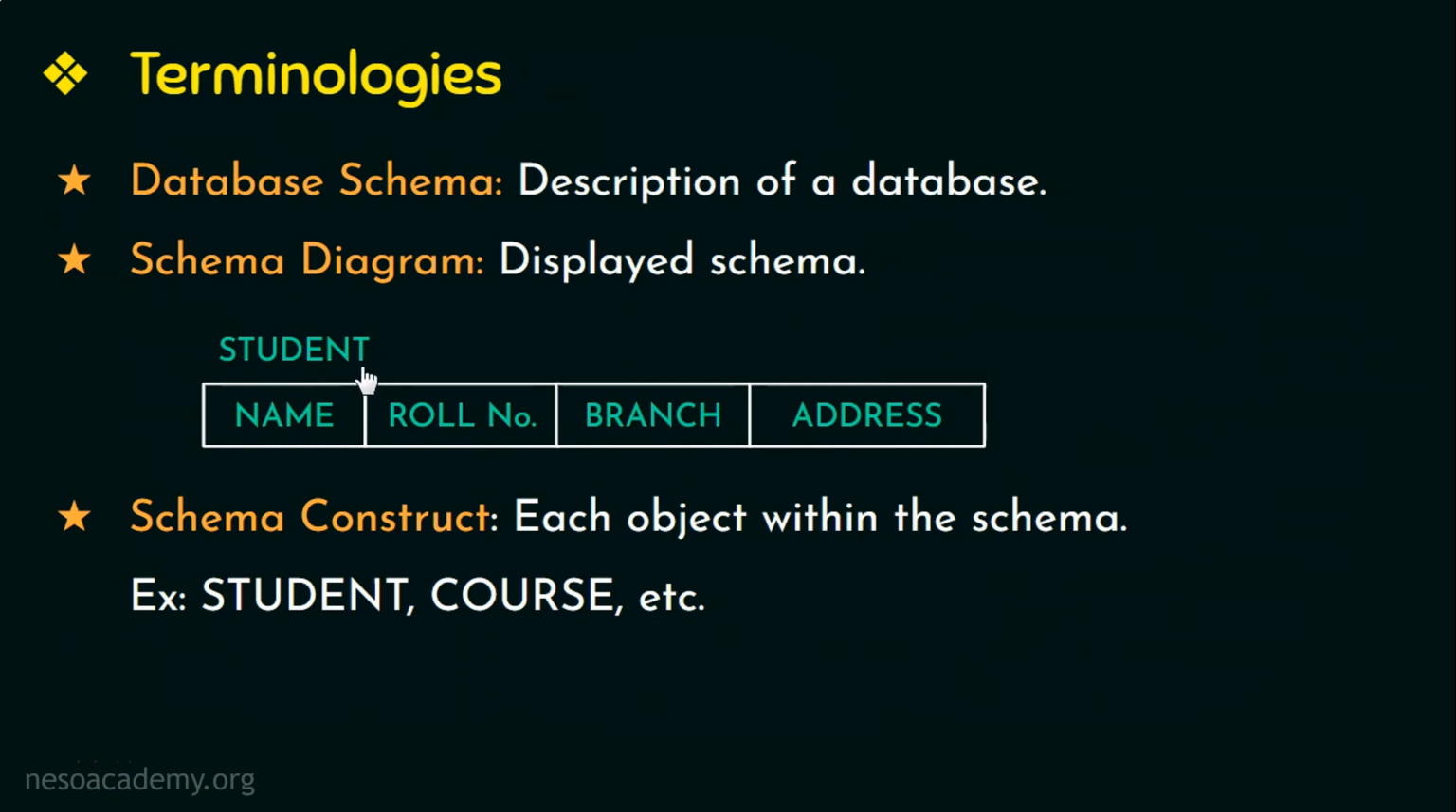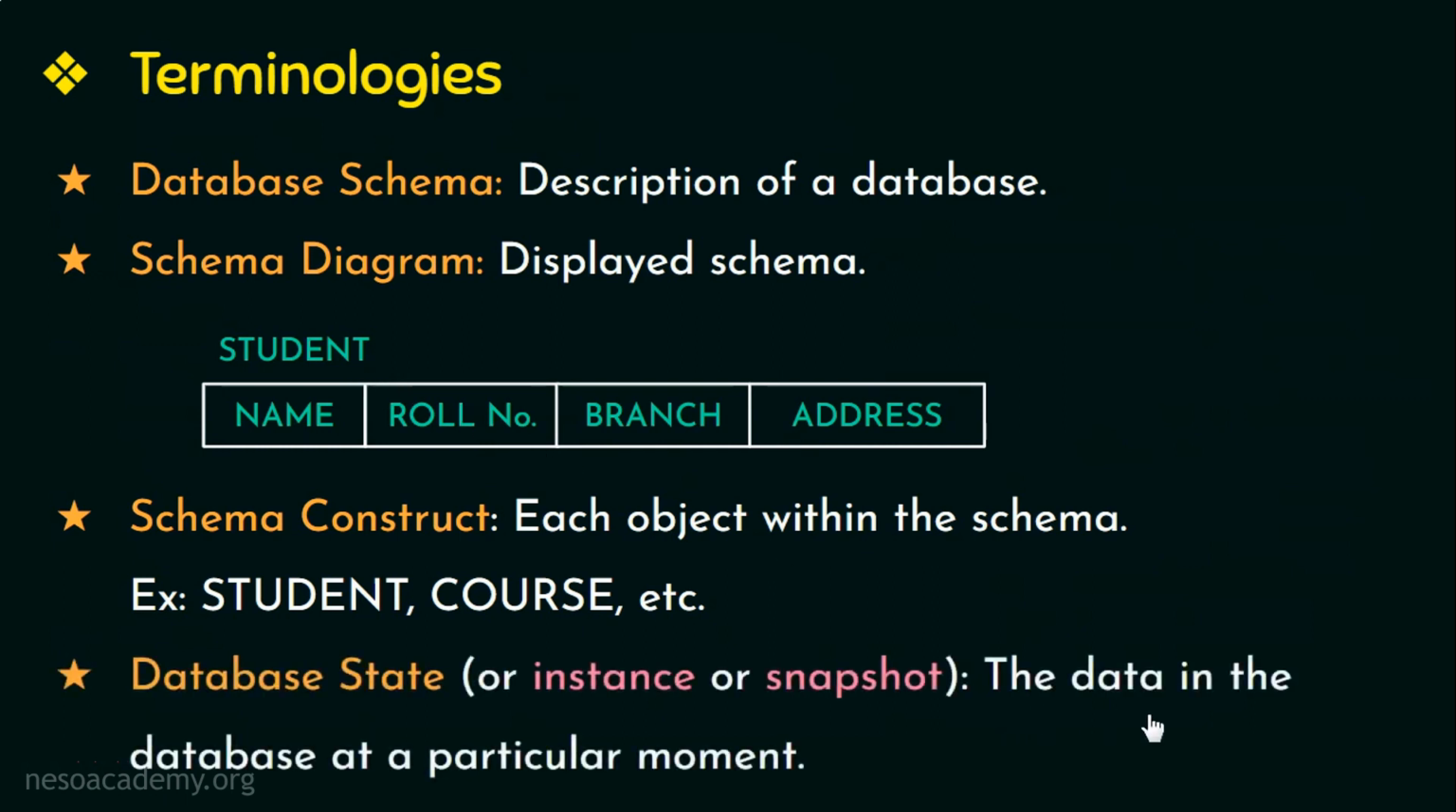But the data in the database can change frequently, and so the data in the database at a particular moment in time or at a particular instant is called a database state or an instance or snapshot. When we define a new database, the database state is empty because it has no data. When the database is populated or filled with the initial data, that's when we have the initial database state. From then on, once we start updating the database, we get different database states. So at any point in time, the data in the database is the current state of the database.